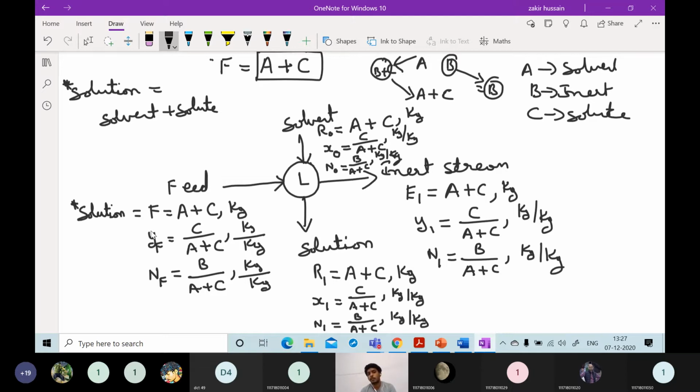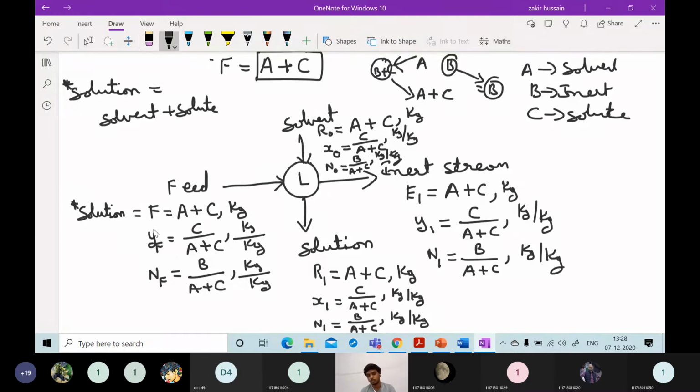Then YF is mole fraction on B-free basis. Mole fraction of solute in feed stream on B-free basis. B-free basis means we have to omit B. So YF is equal to C by A plus C. If you are not given the statement like B-free basis, what happens? YF is equal to C by A plus B plus C, because fraction means individual weight divided by total weight, or individual moles divided by total moles. But we have to omit B from inside this formula.